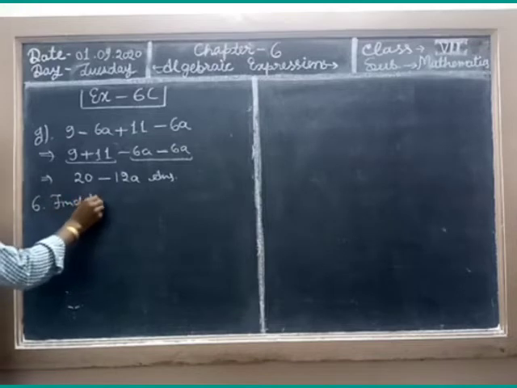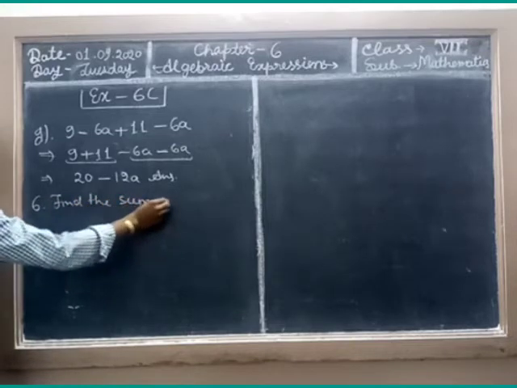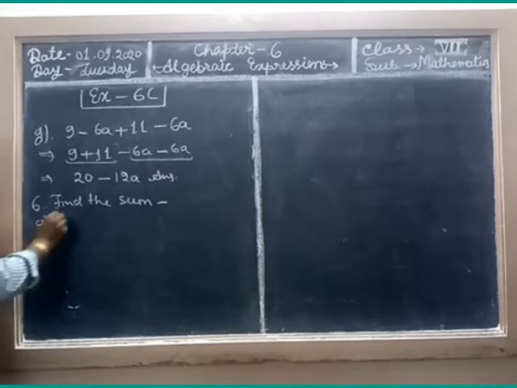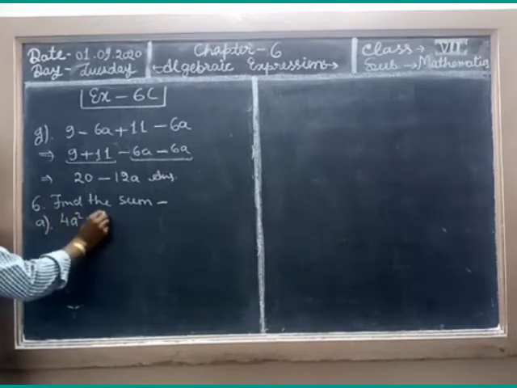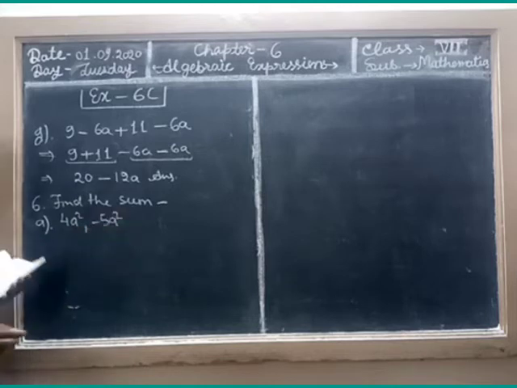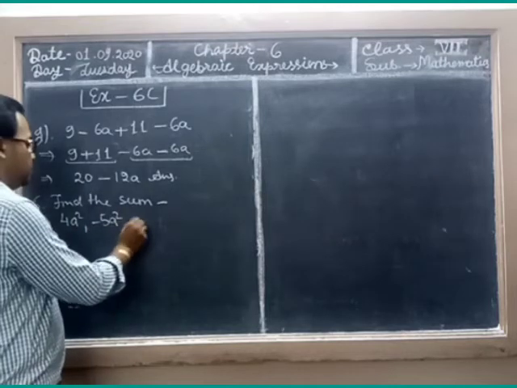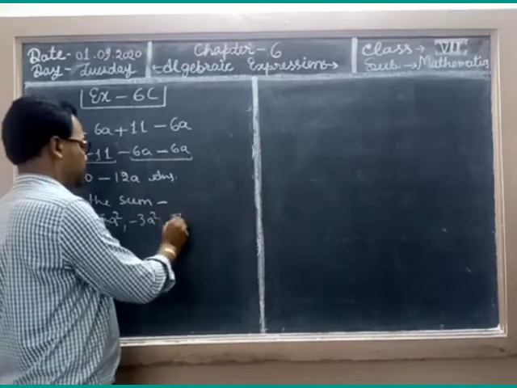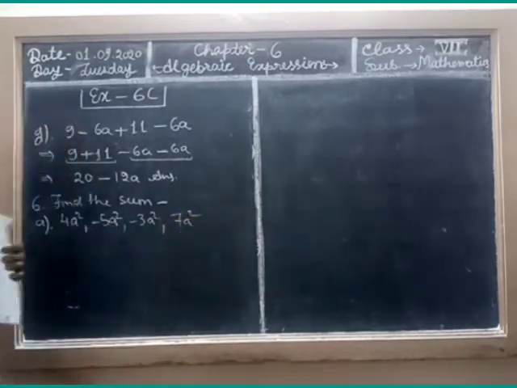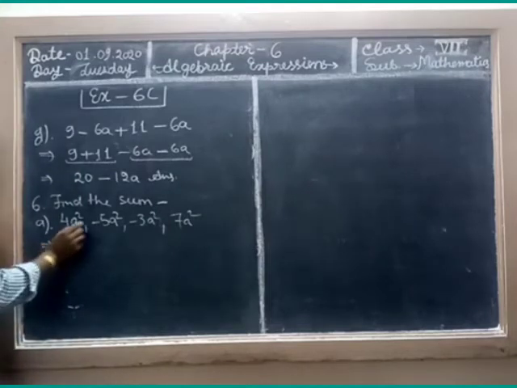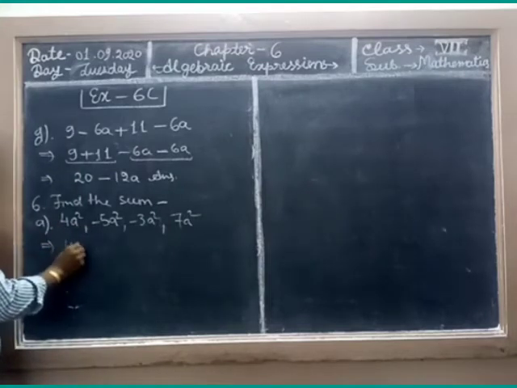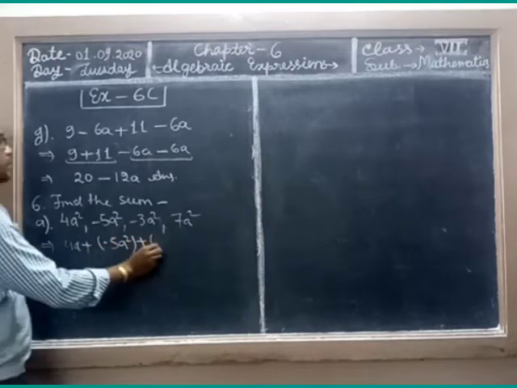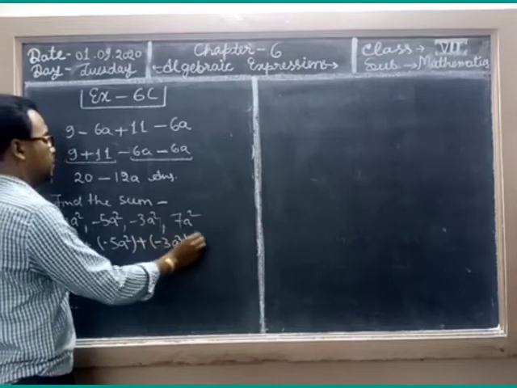Find the sum. A part 4x square, minus 5x square, minus 3x square and 7x square. So this is the question of sum. So we use sum in place of comma. 4a square plus minus 5a square plus minus 3a square plus 7a square.